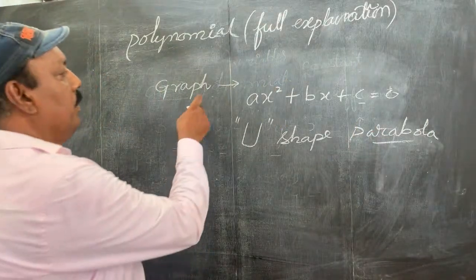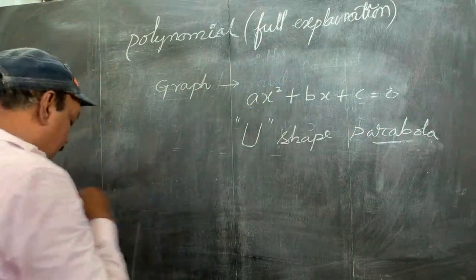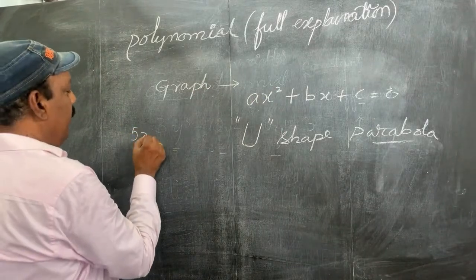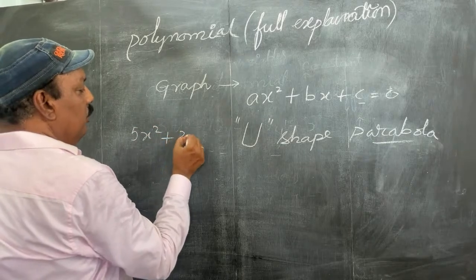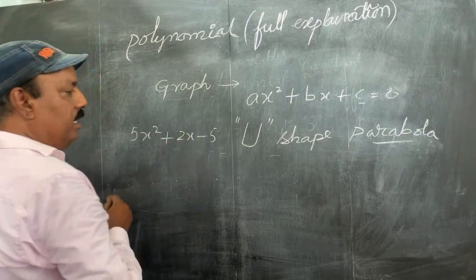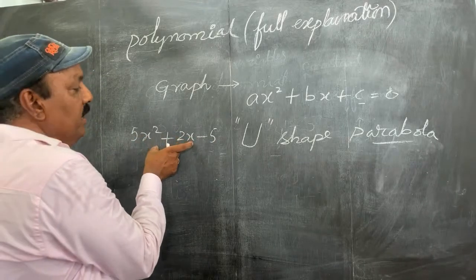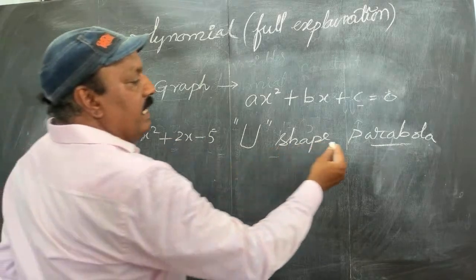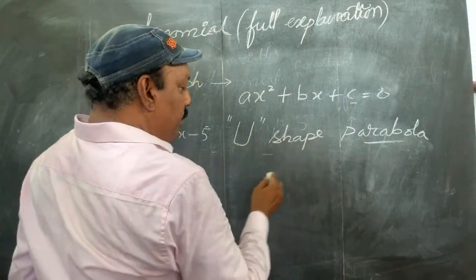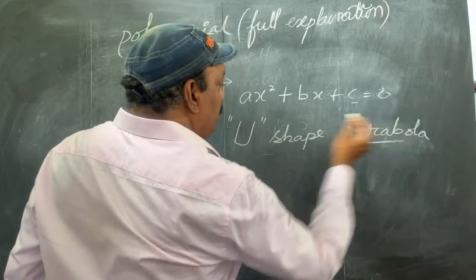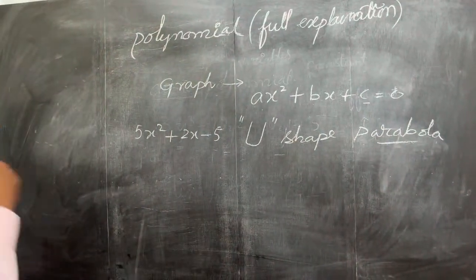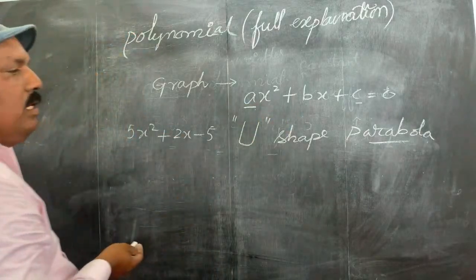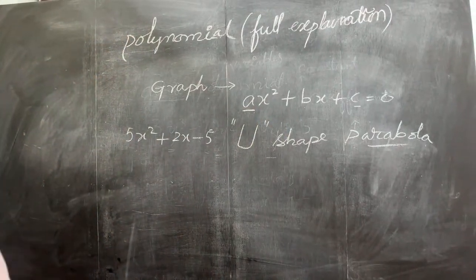That means every quadratic polynomial equation, for example 5x square plus 2x minus 5, when you plot the graph, you will get a U-shaped graph on the graph sheet, and that is called a parabola. According to the a value, the shape of the parabola also changes.